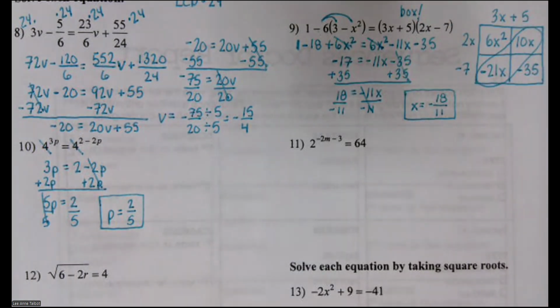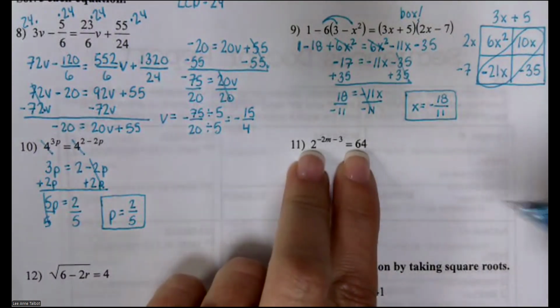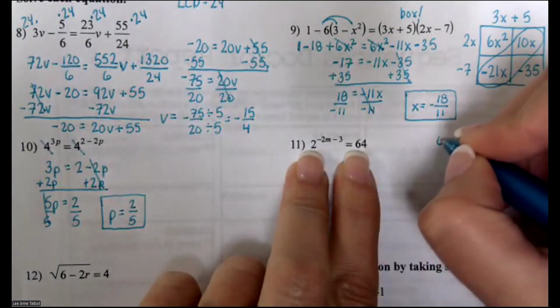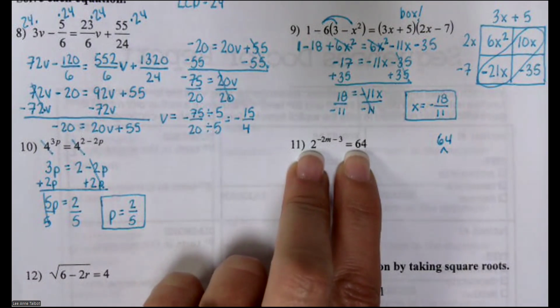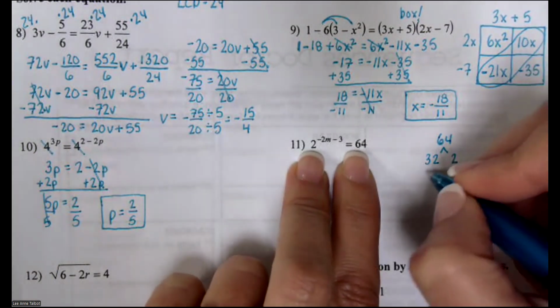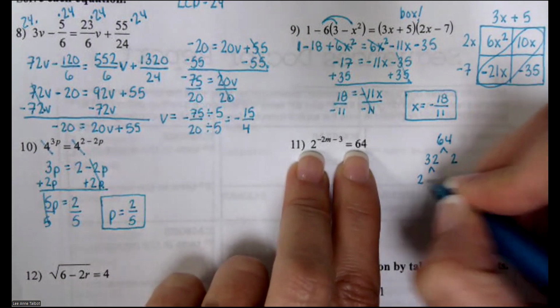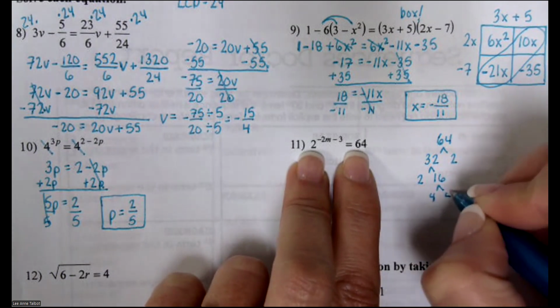Okay, now number 11. Do these have the same base? No. So I'm going to come over here, always start with the bigger one and break it down. So 64 is 32 times 2, which is 2 times 16, which is 4 times 4.